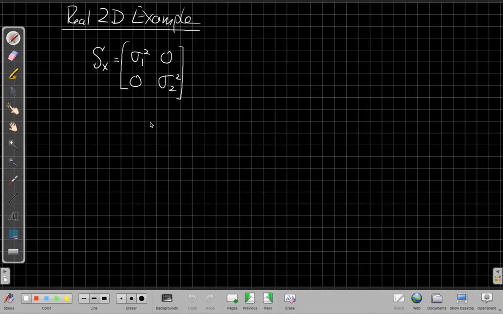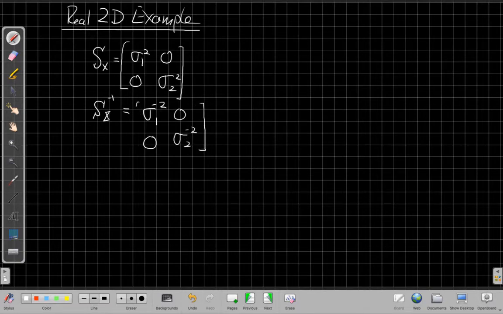So imagine I have a 2D example that looks like this, where I just have two terms like this. One of the reasons we start with this example is that the two signals might have different variances, but they're uncorrelated, right? The off diagonals are all zero. Another nice feature is that it makes inverse matrices very easy: the inverse of this matrix is just the inverse of each element. So it's sigma 1 squared to the minus 2 and sigma 2 squared to the minus 2.